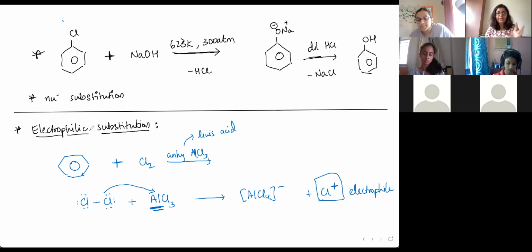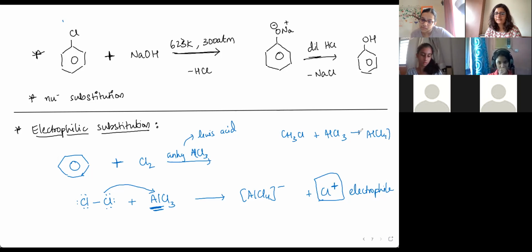Okay, so all electrophilic substitutions, if you remember, Ma'am, how they started, Cl plus, and then if it was Friedel-Crafts alkylation, you had CH3Cl, treating it with AlCl3, again same thing, AlCl4 minus is formed, and you have CH3 plus. Even nitration, sulfonation, all of them started with production of an electrophile.